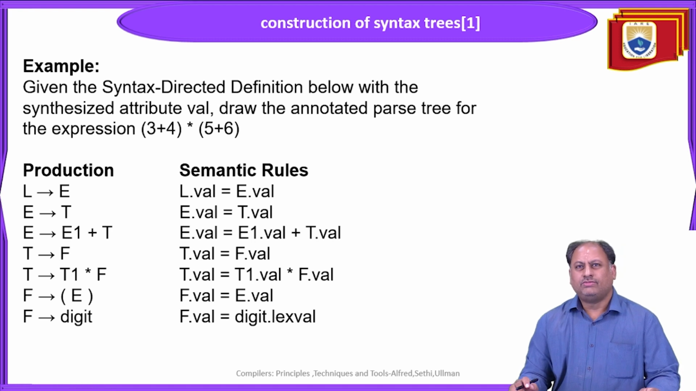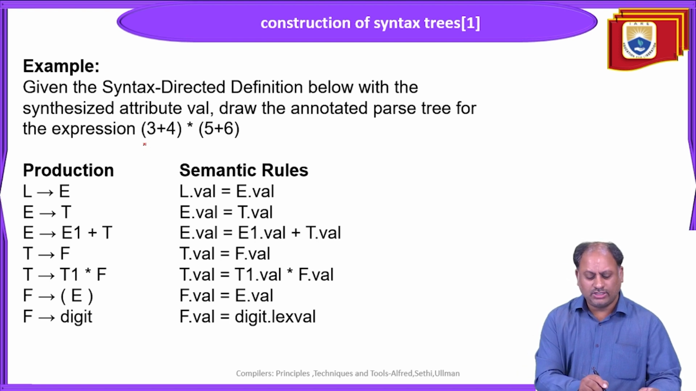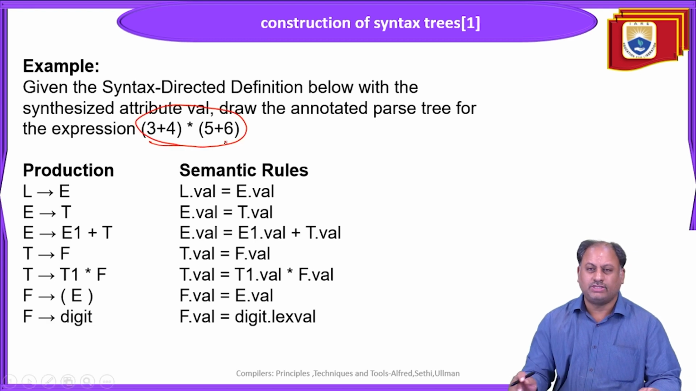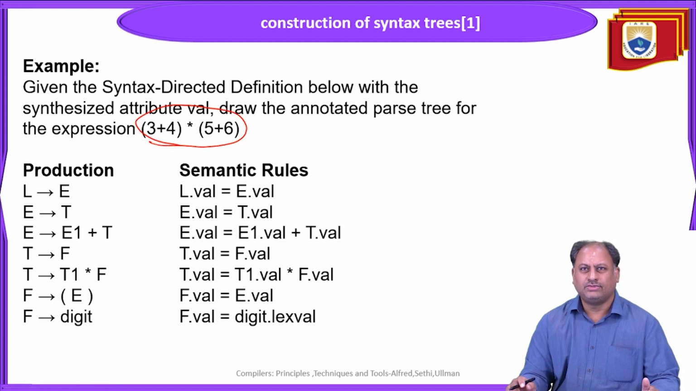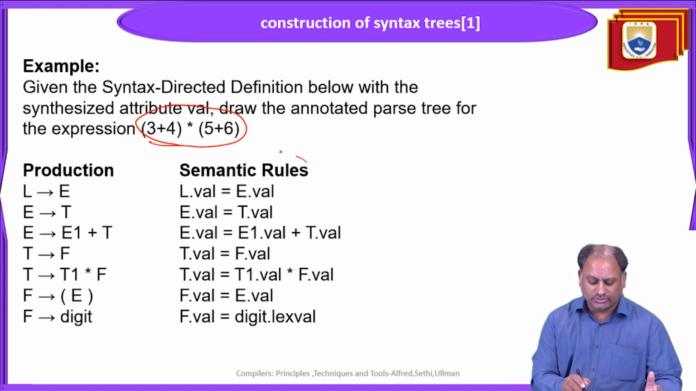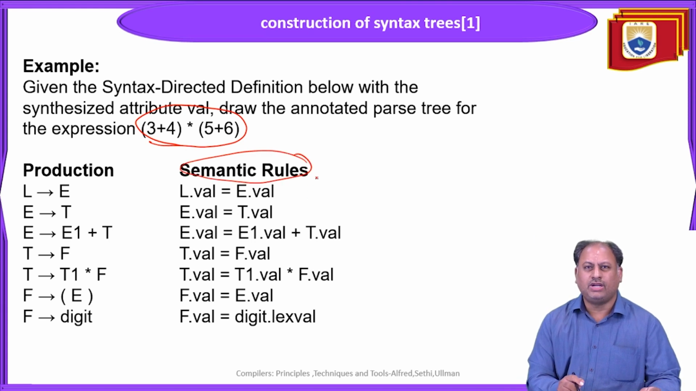Now in this example, after construction of the parse tree we have evaluation with attribute associations like the previous example. The expression given is 3 plus 4 star 5 plus 6. That means we have to compute this particular expression. First you have to write the parse tree construction. Before that we have to write the semantic rules for this production.